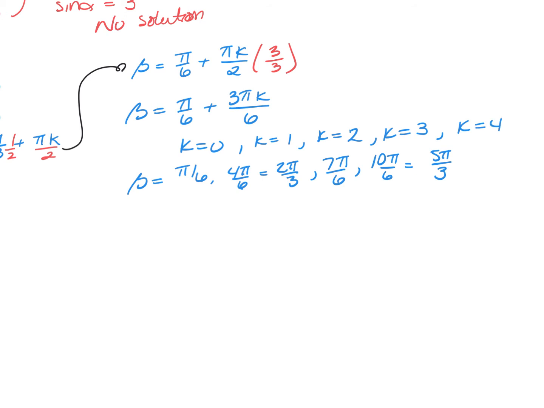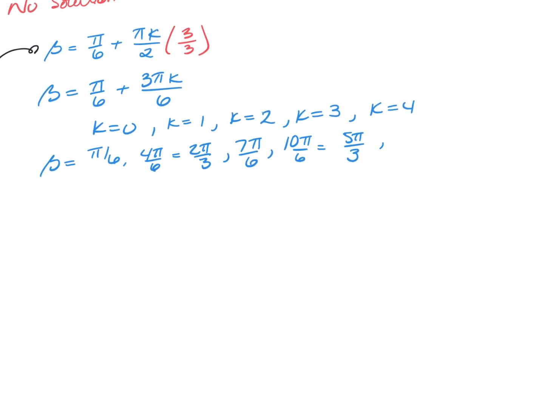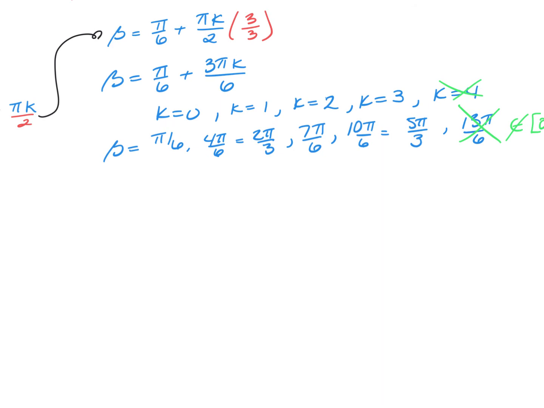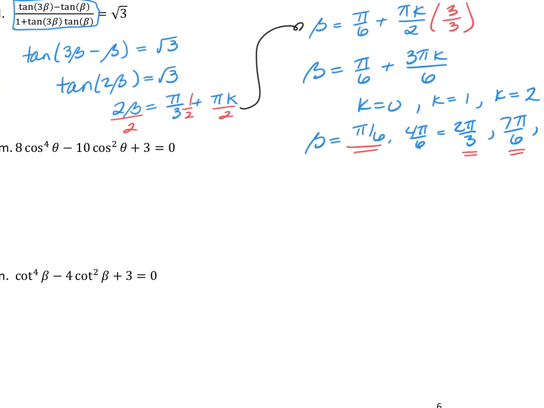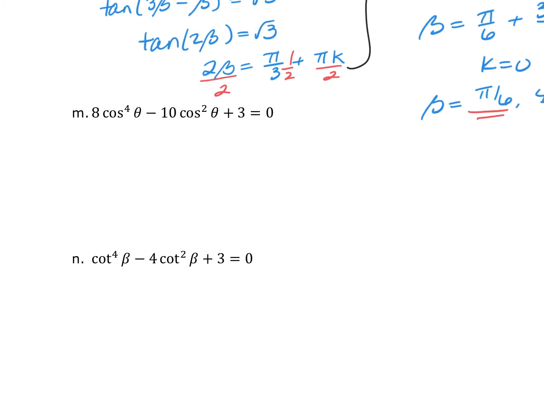When k is equal to 4, I'm going to end up with 13 pi over 6, but that does not belong in the interval between 0 and 2 pi. That is not in there, so I don't get to have that one. So the only solutions I have, which are still quite a bit, are pi over 6, pi over 3, because I want to use the reduced form, 7 pi over 6, and 5 pi over 3. A couple more examples here.